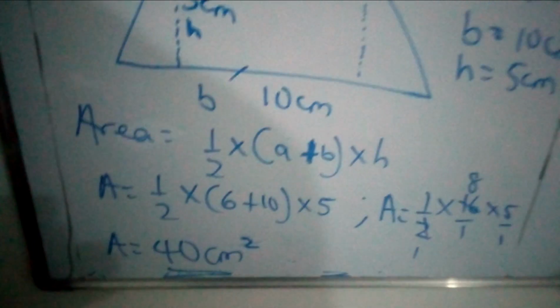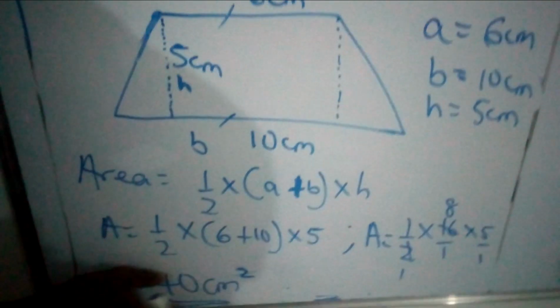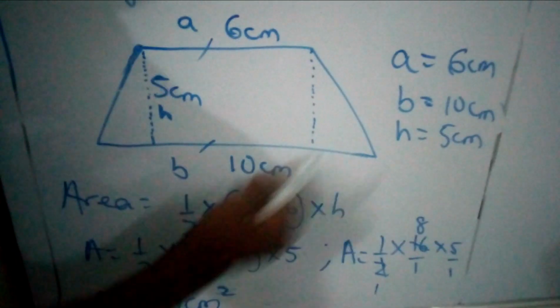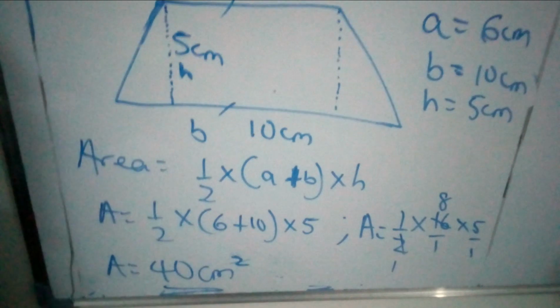So the area of this trapezium is what? 40 centimeters squared. Why is it squared? Because it is area. Why is it centimeters? Because other dimensions are given in what? Centimeters.